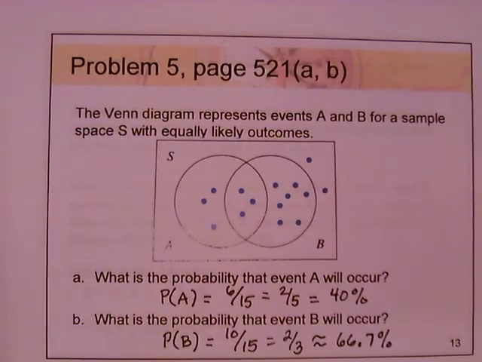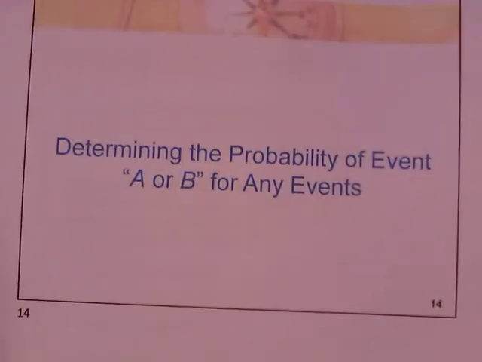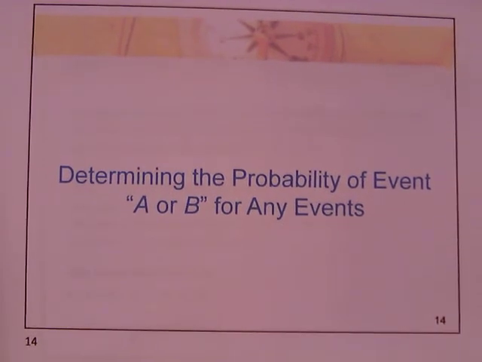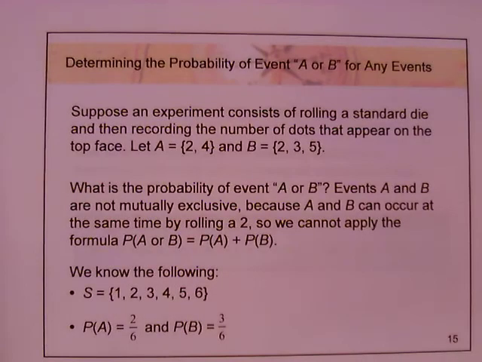All right, next we'll look at determining the probability of events A or B in any events. A or B, and it could be any events here. In this situation, suppose an experiment consists of rolling a standard die and then recording the number of dots that appear on the top face. So let A be the set 2, 4, and B has these elements 2, 3, and 5. So what is the probability of event A or B?